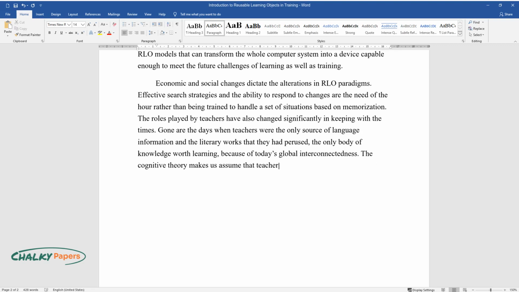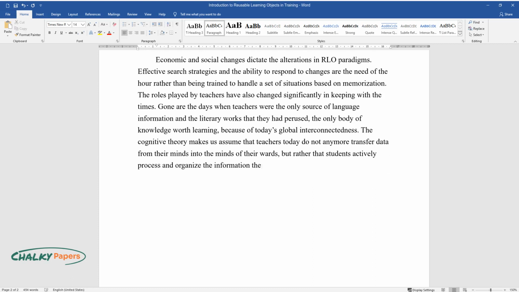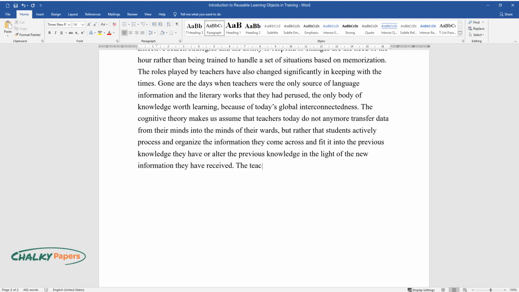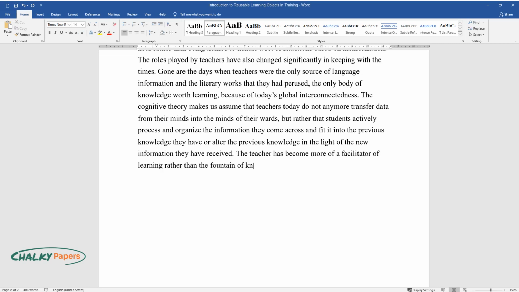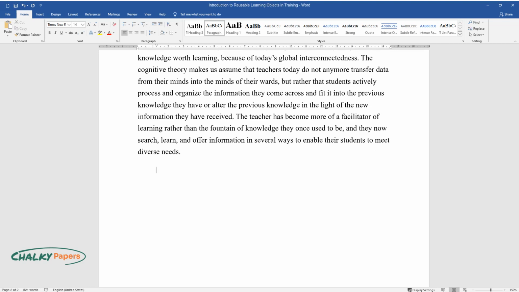Cognitive theory makes us assume that teachers today no longer transfer data from their minds into the minds of their wards, but rather that students actively process and organize the information they come across and fit it into the previous knowledge they have, or alter the previous knowledge in the light of the new information they have received. The teacher has become more of a facilitator of learning rather than the fountain of knowledge they once used to be, and they now search, learn, and offer information in several ways to enable their students to meet diverse needs.